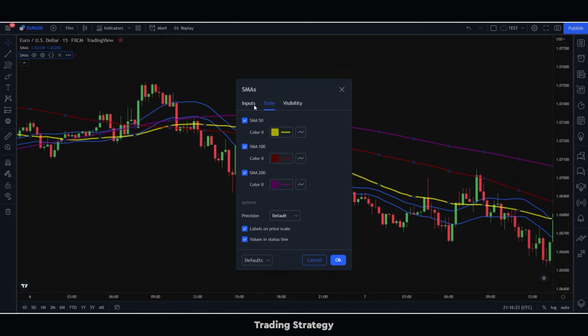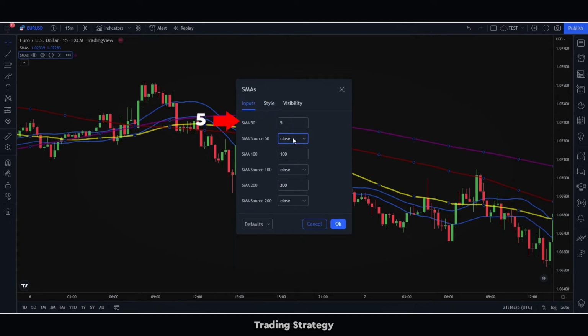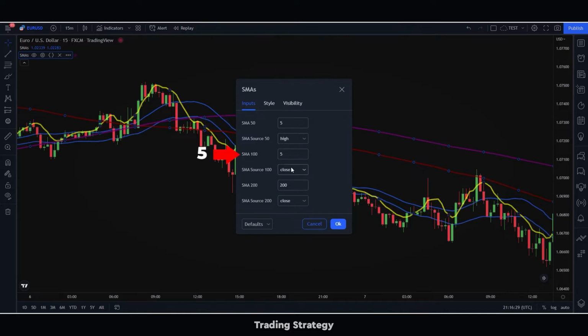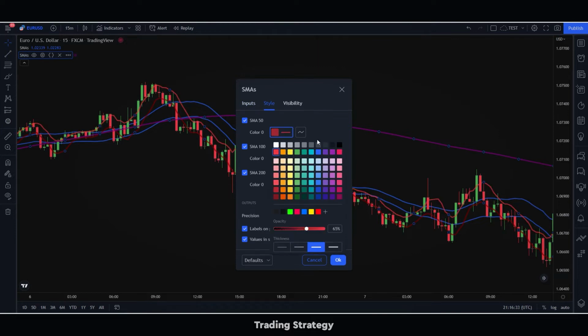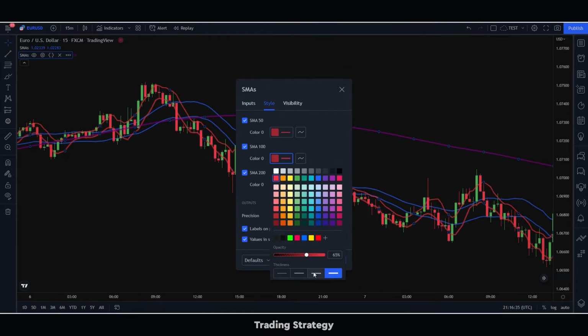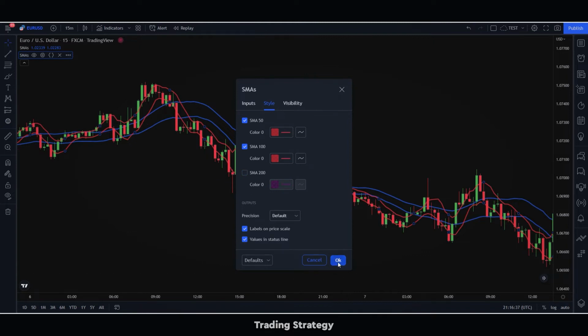The third moving average, we will put it in 5 periods applied to the high, and we will change the color to red and the thickness to 3. The fourth moving average, we will put it in 5 periods applied to the low, and we will change the color to red and the thickness to 3. The one that is left over will be deactivated.